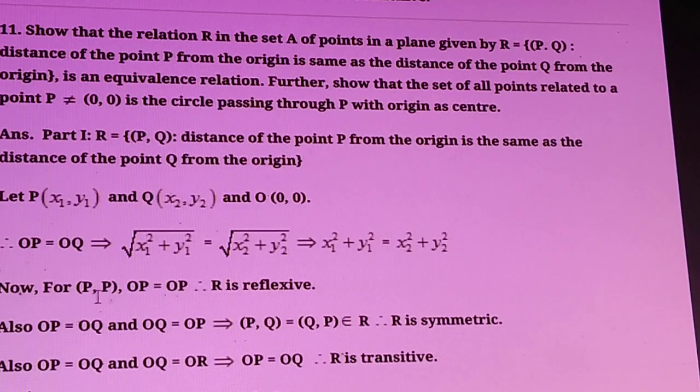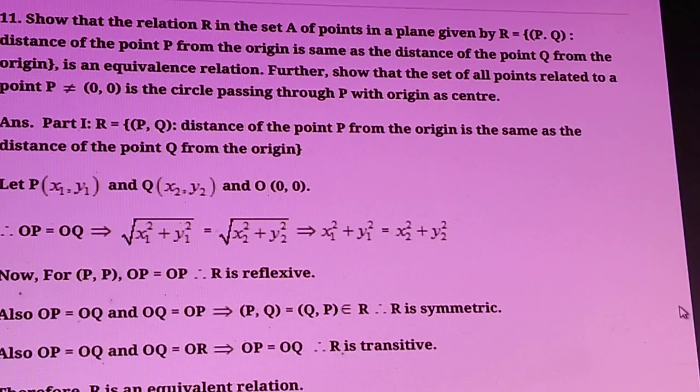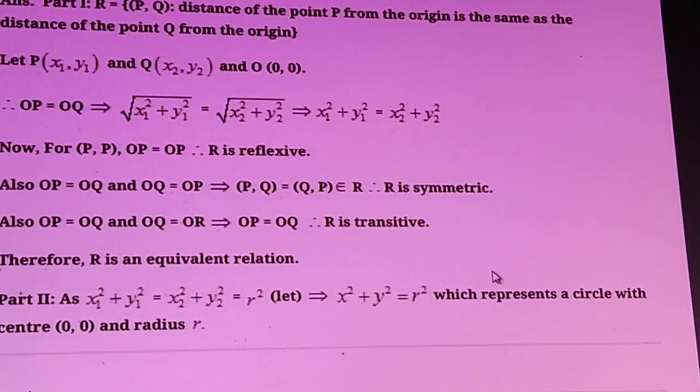For (P, P), OP is equal to OP, so R is reflexive. Also, OP is equal to OQ and OQ is equal to OP implies that (P, Q) and (Q, P) belong to R, so R is symmetric. Also, OP equal to OQ, OQ equal to OR implies that OP is equal to OR, so R is transitive. Therefore, R is an equivalence relation.